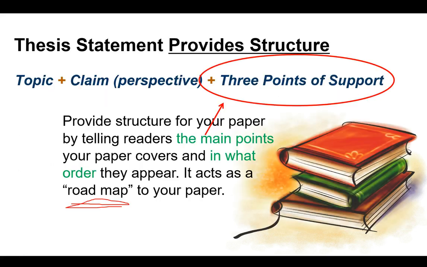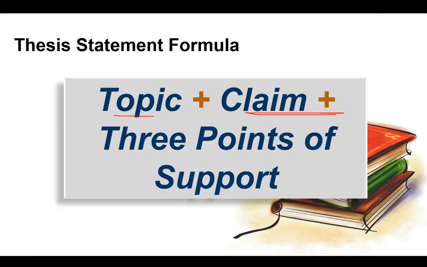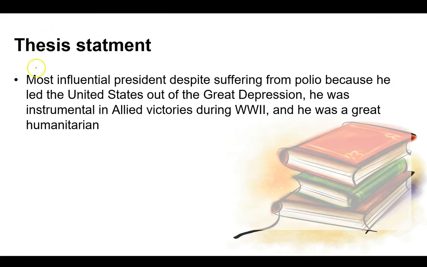So what I can do then is take that information and put it into a sentence. It should say, Franklin Delano Roosevelt was the most influential president despite suffering from polio because he led the United States out of the Great Depression, he was instrumental in Allied victories during World War II, and he was a great humanitarian. There should be a period at the end of that sentence, but I messed up here. It should say President Roosevelt.